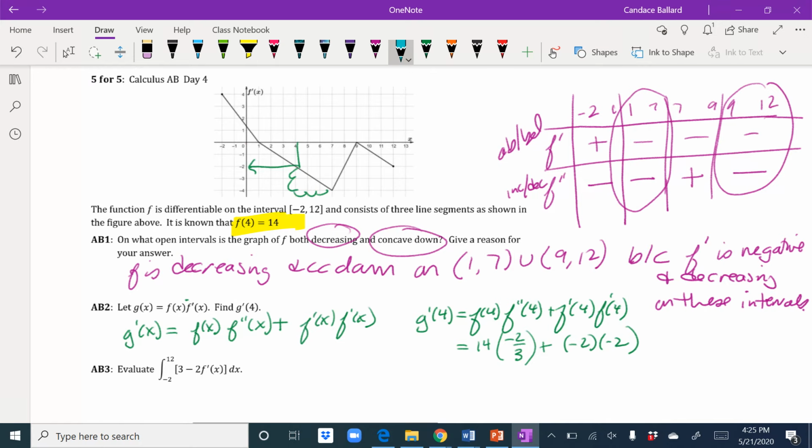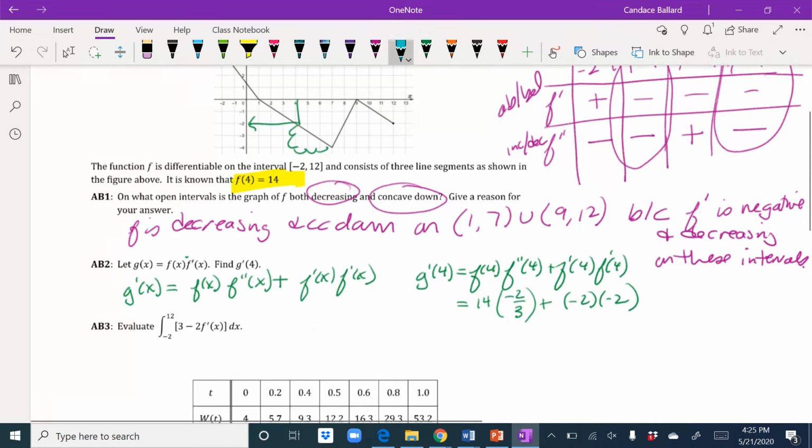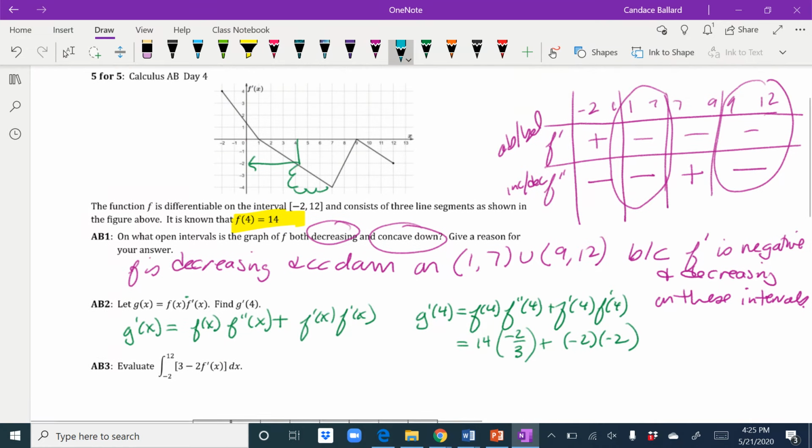All right, so for AB3, we have to evaluate, so I'm going to integrate it. I'm going to go ahead and choose to split it into 2 integrals. So I'm going to integrate 3 dx minus 2 times the integral of f prime of x dx. And this is definitely an AB level type of integration.